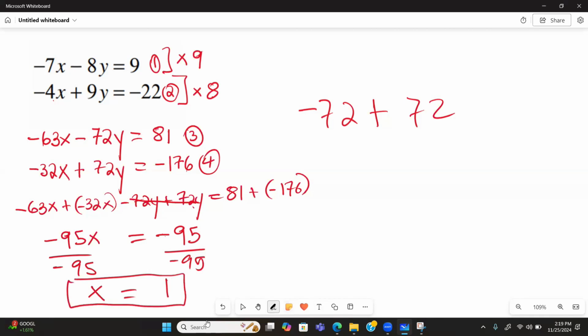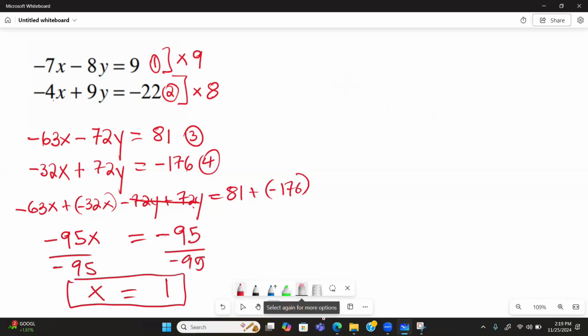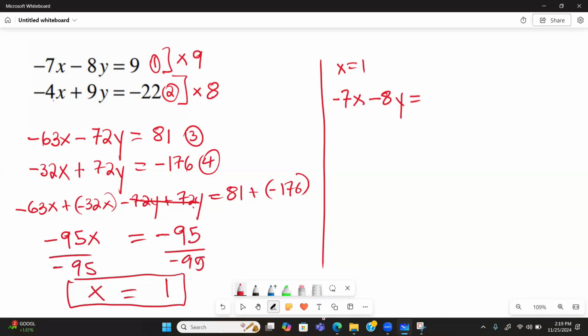Now, because I know that x is equal to 1, I could use this to my advantage. What I'm going to do here is quickly take this value for x and substitute it in any one of the equations. I'm going to use equation 1. It says negative 7x minus 8y is equal to 9. The intention that I have is to substitute 1 right there.